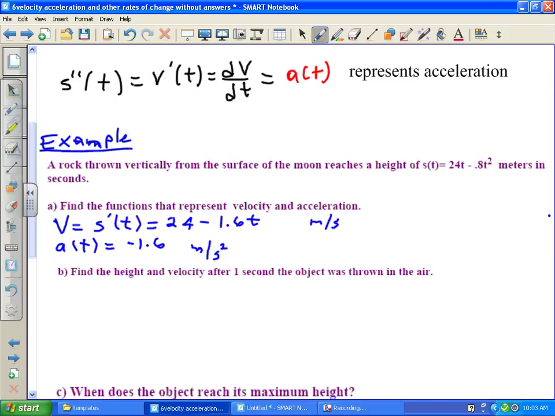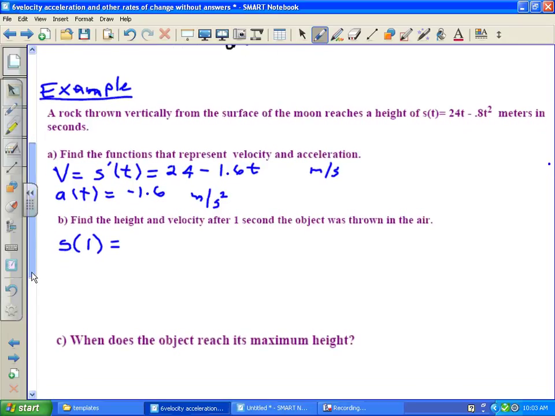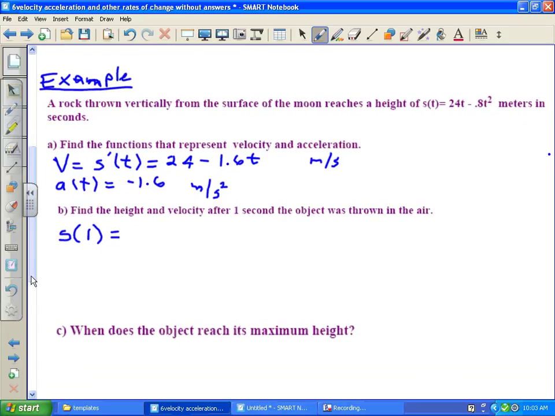Okay, what about part B, the height and velocity one second after the object was thrown in the air? So the height is the distance function, right? So s of t gives you height, but now we want one second later, so we want to find s of 1, the distance one second after it was thrown. So we'll just plug in 1 into our equation.